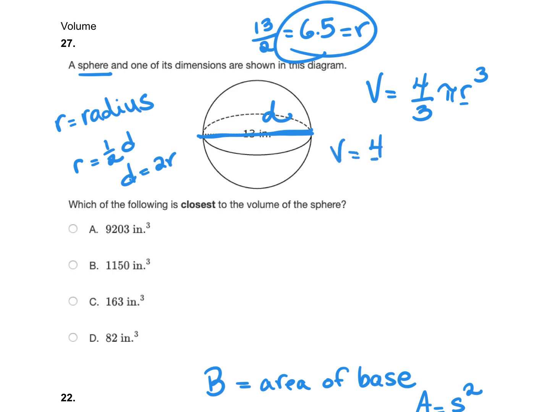So here we have 4/3, we have pi, which if on your calculator there is a pi button, or we can simply replace pi with the number 3.14, and then I have my radius, which is 6.5, and I'm going to cube that. Order of operations states that we always do exponents first. So that means I need to do 6.5 cubed, or 6.5 times 6.5 times 6.5. So we're multiplying 6.5 3 times.